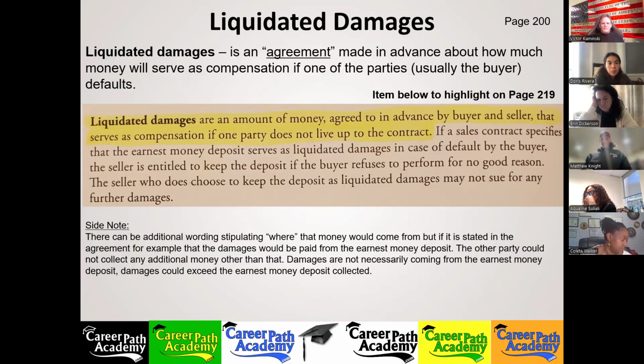So that's my little statement on that. Just so that you understand, if you get a question on the exam and it asks what liquidated damages is, don't go saying it's the good faith deposit. No, somebody could write in the contract that that's where the money's coming from. But liquidated damages is just an agreement on how much money is to serve as compensation if one of the parties defaults to the terms of the contract.